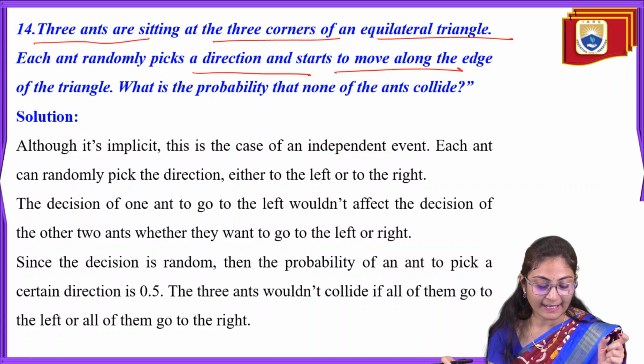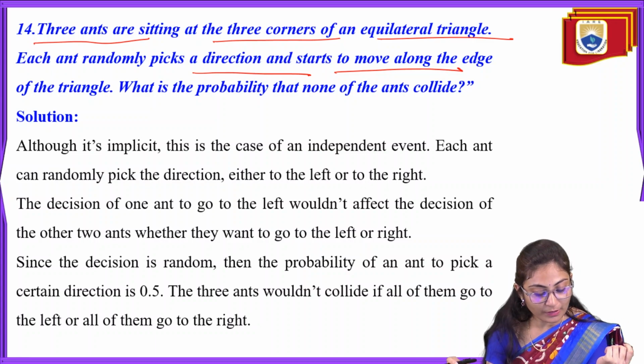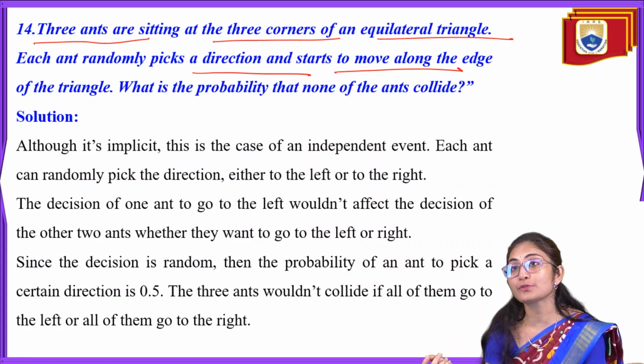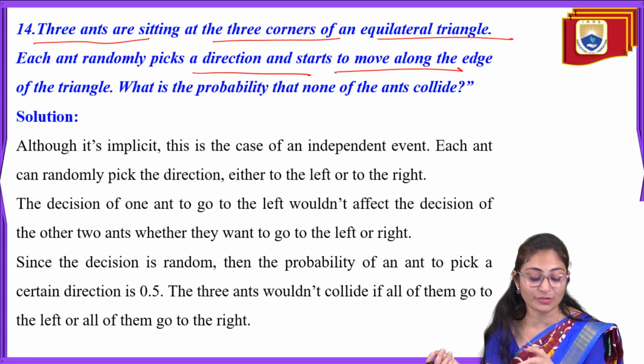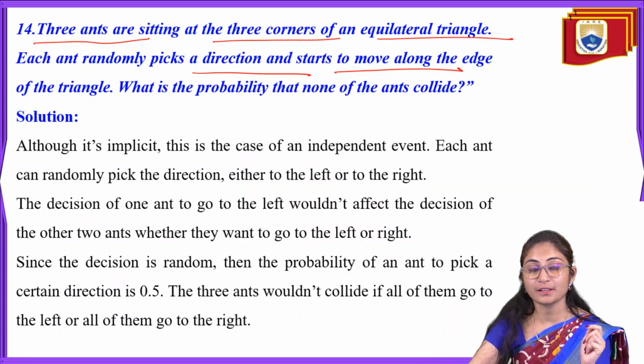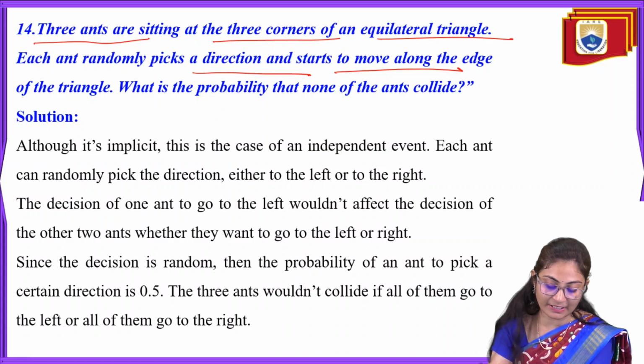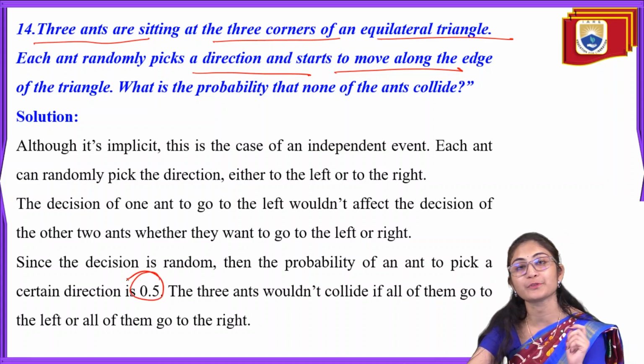Each ant can randomly pick a direction, either left or right. So the decision of one ant to go to the left would not affect the decision of the other 2 ants, whether they want to go to the left or right. Since the decision is random, the probability of an ant picking a certain direction is 0.5.